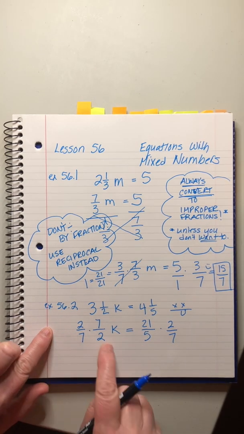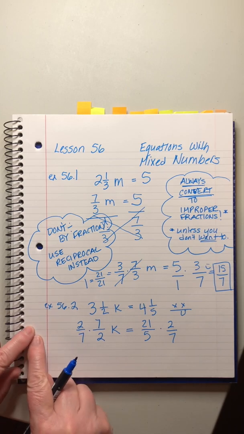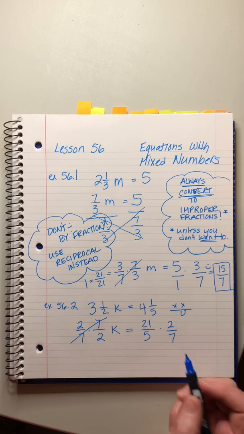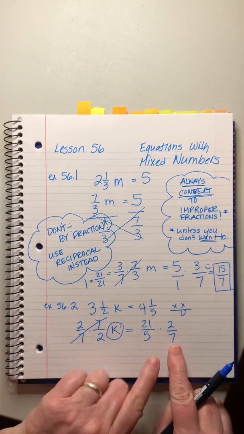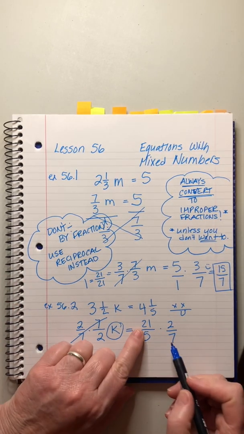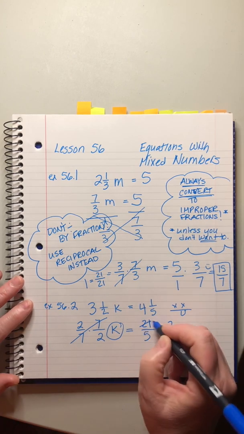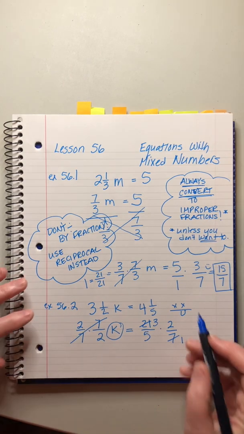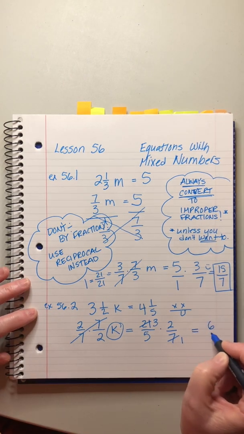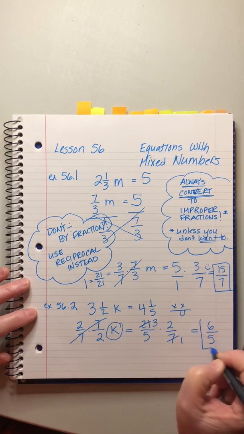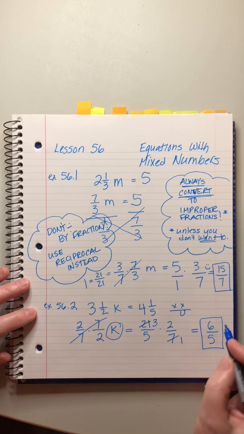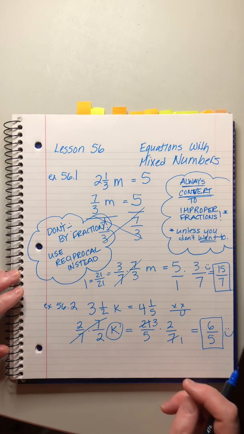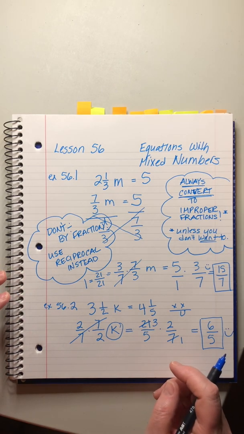These both multiply through, we would get 14 over 14, that's 1. The reciprocal has done its job. We can just draw a line through it. K is now by itself, and all we have to do is clean this up. And I see, 7 and 21. That's 3 times. We divided both sides by 7. And now there's nothing left to simplify, so I get 6 over 5 as our value for K. And that is right. That is the end of lesson 56.